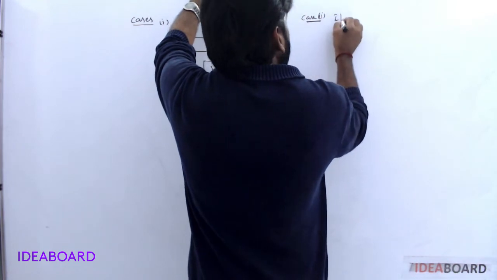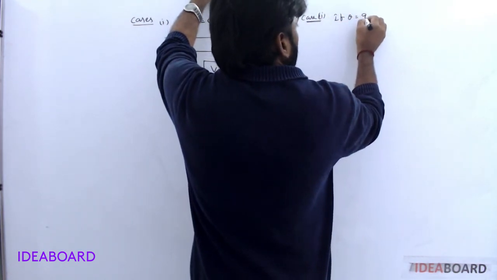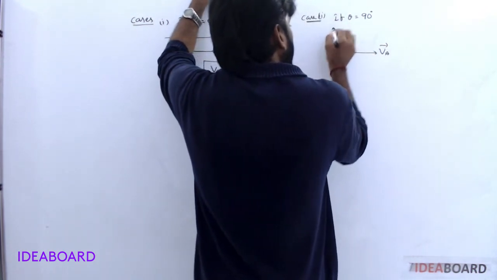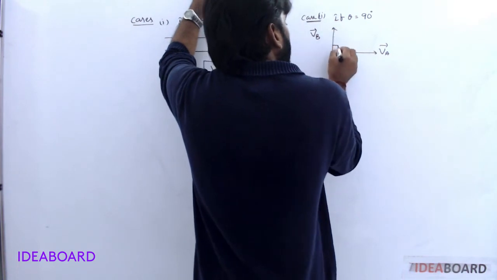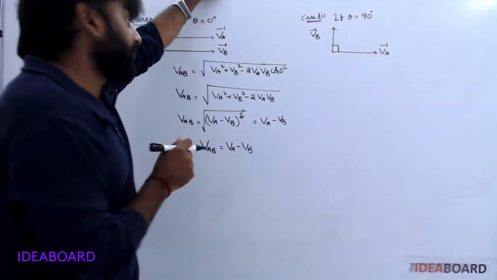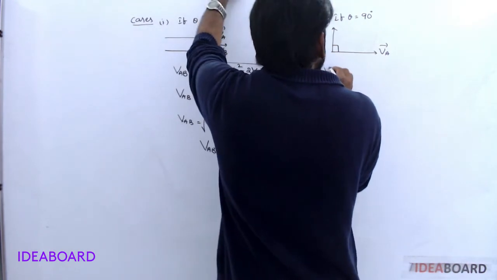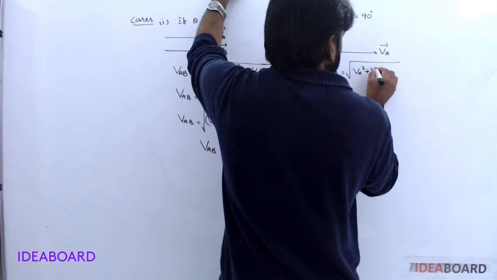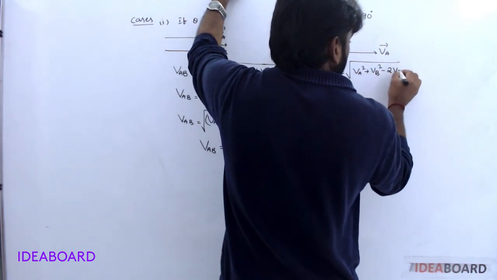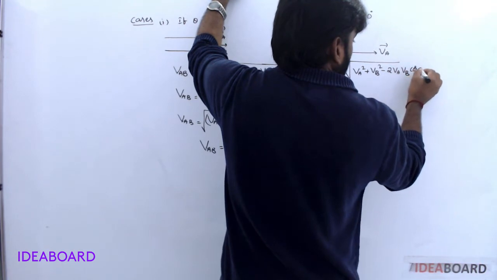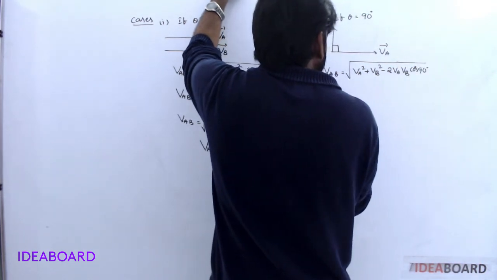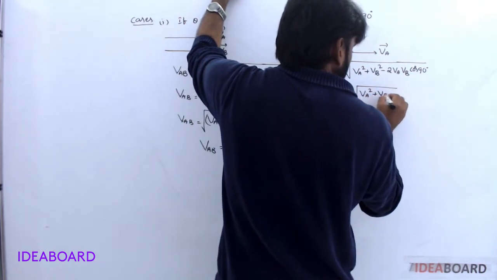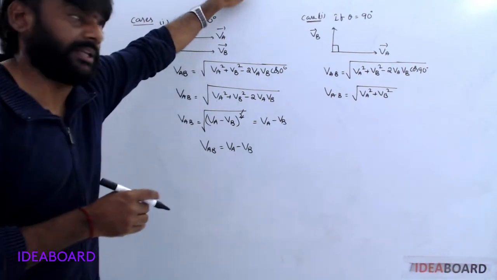Case 2: if theta is equal to 90 degrees, that means A and B are perpendicular. A with respect to B is equal to the square root of VA square plus VB square minus 2VA VB cos 90 degrees. So A with respect to B is equal to the square root of VA square plus VB square. Okay, cos 90 is 0. Understood?